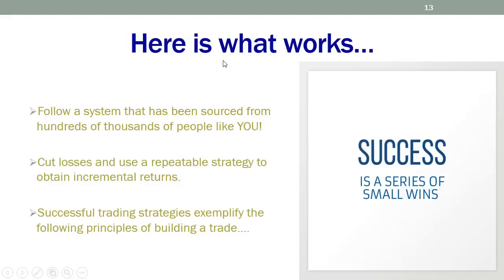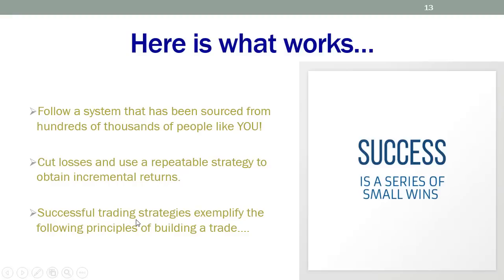Here's what works. You have to understand, first of all, and I love this quote over here, success has got to be a series of small wins, all right? Success in this business is not trying to knock one out of the park constantly. Yeah, you can do that in trading. But you have got to follow a system that has been sourced from hundreds of thousands of people like you, through millions and millions of trades of people like you. You've also got to learn to cut losses and use a repeatable strategy to obtain incremental returns. And the incremental returns, that goes back to a series of small wins.